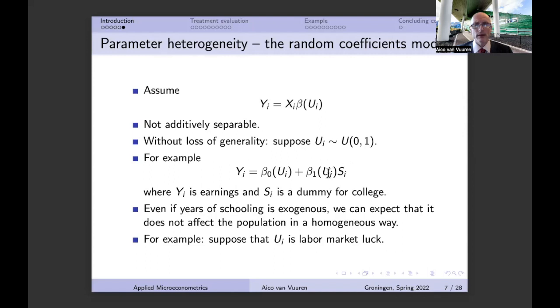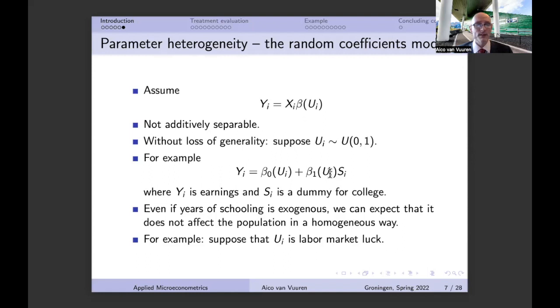Now, it is possible that individuals may have a particular draw from UI in such a way that this beta 1 could be very high, and therefore the impact of education is going to be high. And it could also be possible that some other individuals have a particular draw from UI that makes this beta 1 UI very small. That means these other individuals are going to have much lower returns to education. So we should realize that, even though it's written down over here that UI is labor market luck, the best interpretation of UI is that it should actually be talents of individuals.